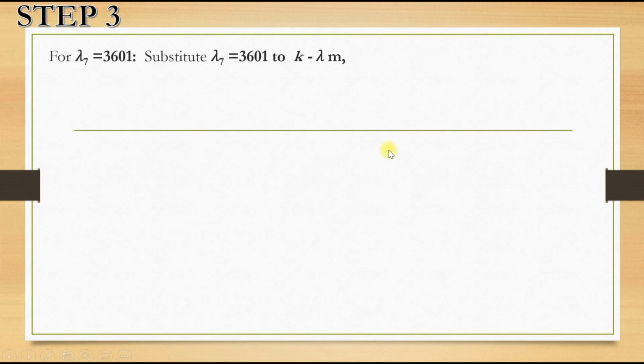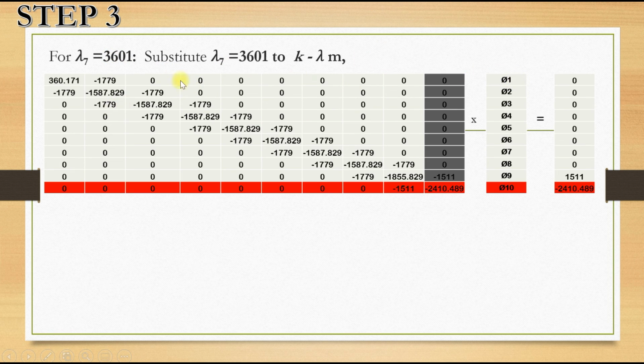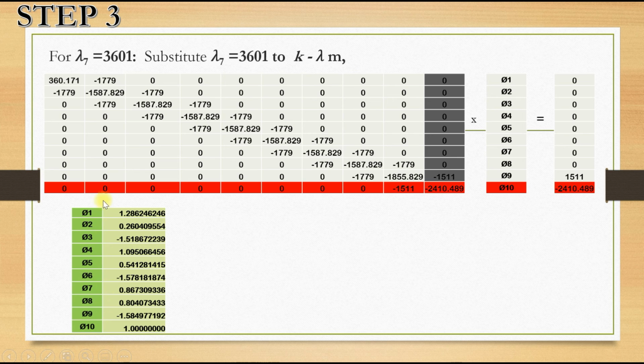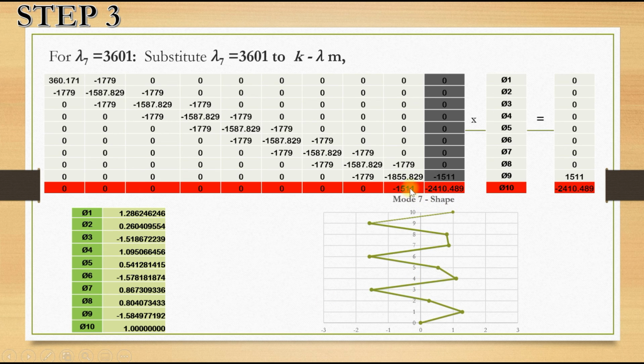Dito naman sa mode 7, same pa rin. Isa-substitute natin dito sa formula ang eigenvalue ng mode 7, which is 3,601. At makukuha natin itong matrix. At kapag i-multiply natin dito, makukuha natin yung eigenvectors na ito. So, dito sa 1, we have 1.286246246 hanggang sa 10, which is equal to 1. Ito naman yung shape ng mode 7.